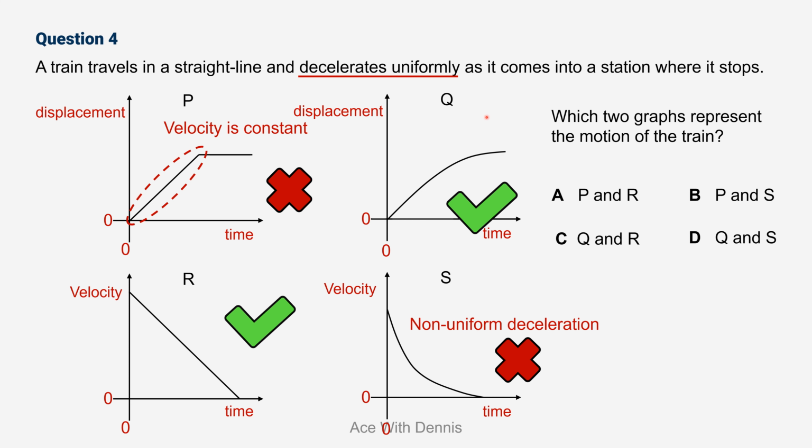For graph Q, this is the correct displacement-time graph. As you can see, it is a curve. Again, the gradient of a displacement-time graph tells us the velocity. At first, the gradient for this graph is greater than the gradient at the end of the time. So at first, it travels very fast, but at the end of the time, it travels very slowly until it comes to a stop. So the velocity is changing. This will be the correct displacement-time graph. Hence the answer is C, Q and R.